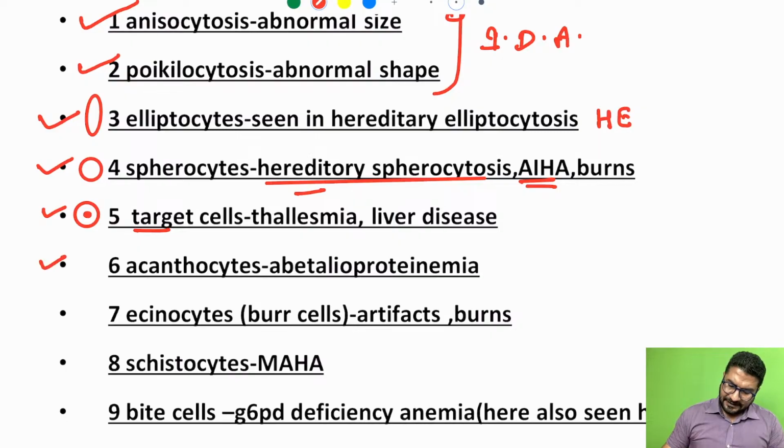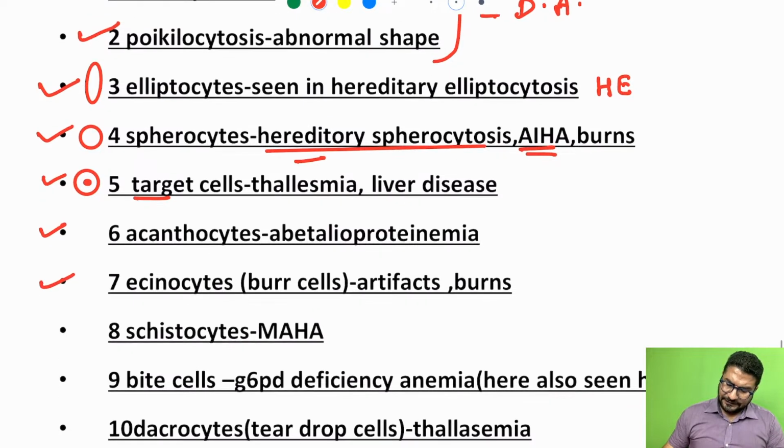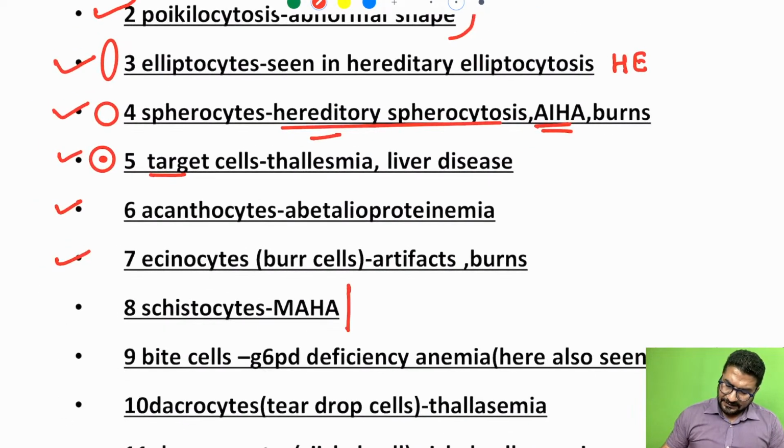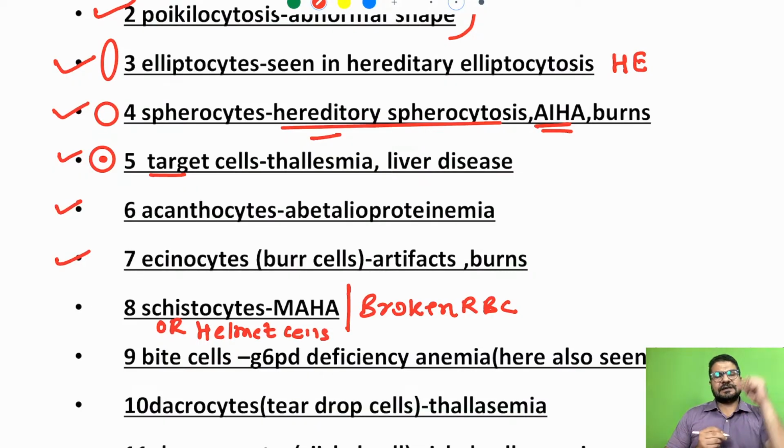Acanthocytes you will see in abetalipoproteinemia. Burst cells, these are echinocytes, again not that important. Cystocytes are broken RBCs, and we also call them helmet cells.